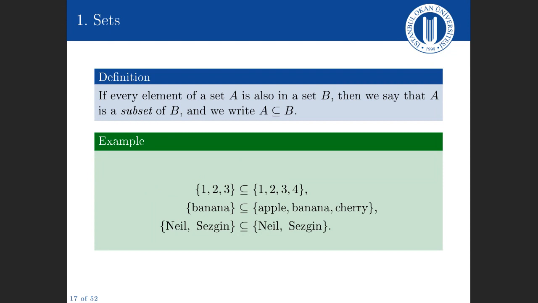Second example, banana is in the right-hand set, so the set containing banana is a subset of the set containing apple, banana, and cherry. These two sets could be equal. If we look at the bottom half of the symbol, it sort of looks like an equal sign. The set containing Neil and Sezgin is a subset of the set containing Neil and Sezgin.